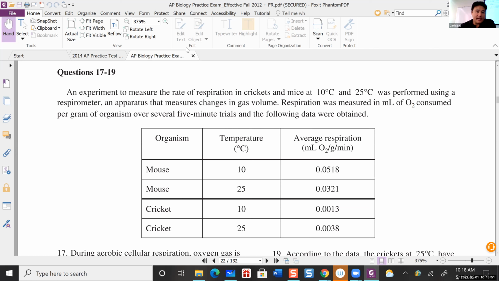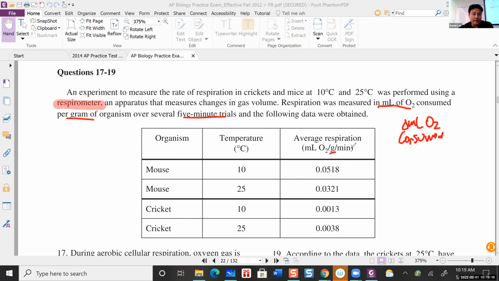So the first thing is that you do need to know what a respirometer is. It measures how much oxygen is consumed. And both of these are animals, so they do consume oxygen. So it measures the amount of oxygen consumed in terms of mL per gram per 5 minute interval trials. So just how many mL of O2 consumed, okay?